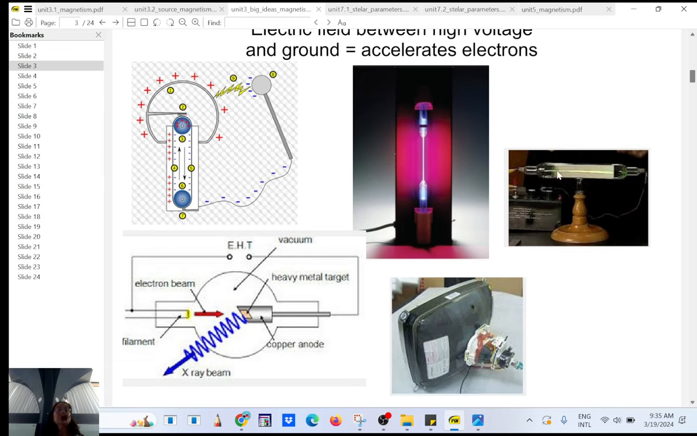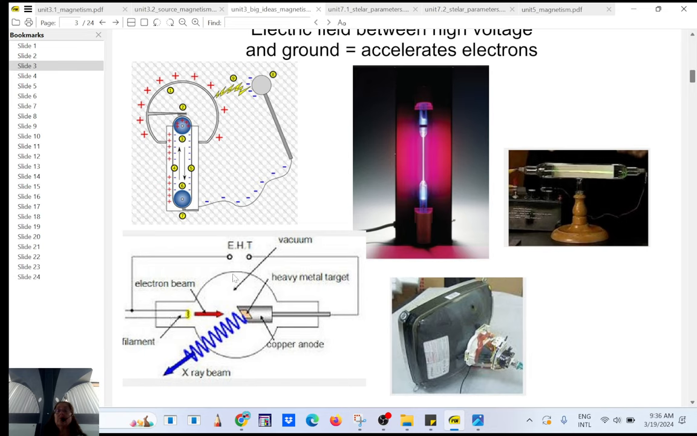Here you have the anode, so the electron will accelerate and you can visualize this beam of electron. That's the idea behind the old TV. You see this old TV, they had a vacuum tube and you had very, very high voltage. You have a beam of electron. That's how we also produce X-ray.